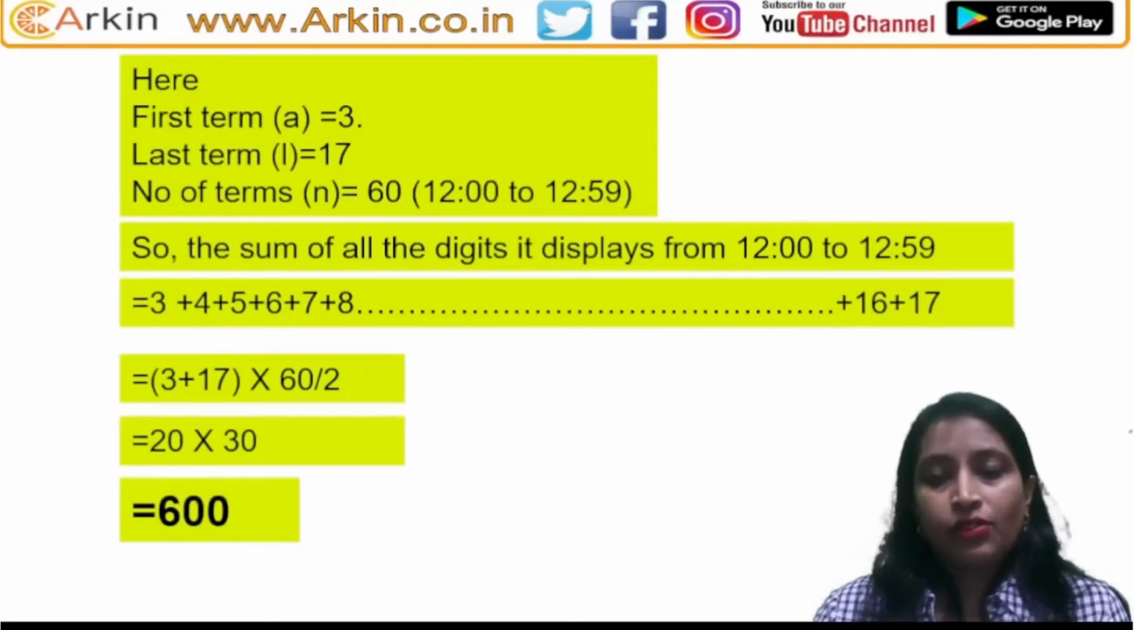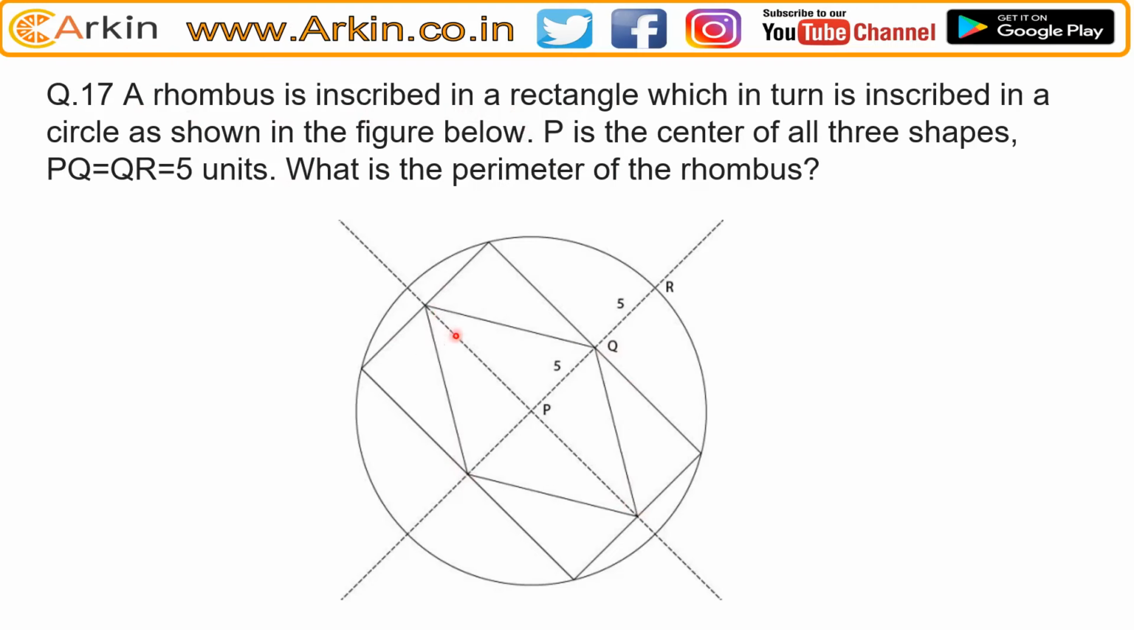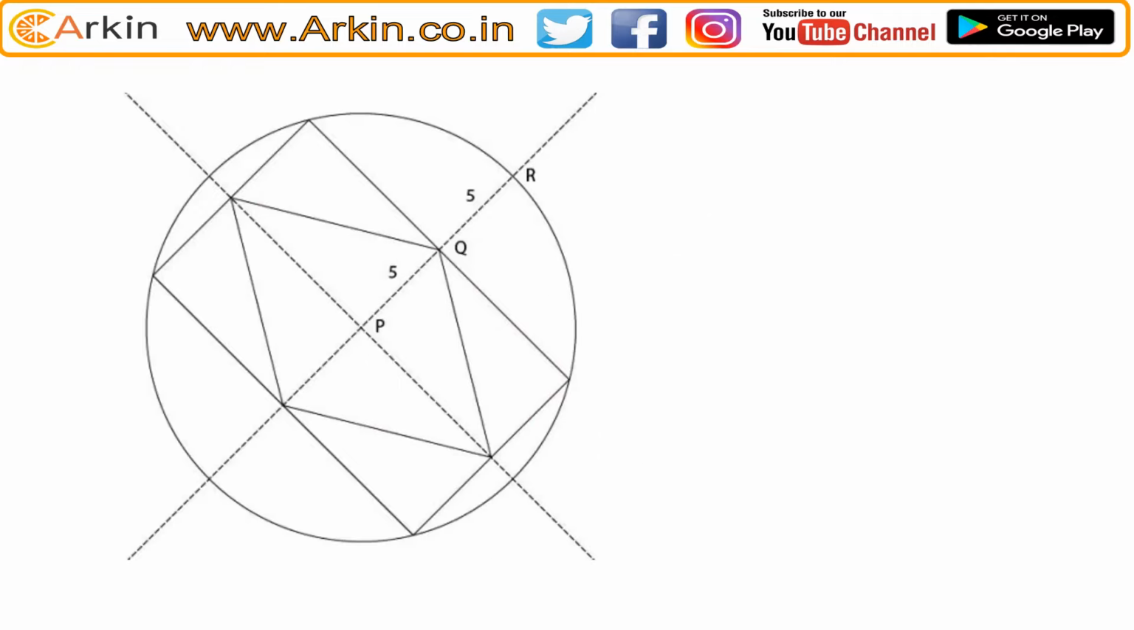Next question: a rhombus is inscribed in a circle, and P is the center of all three shapes, and PQ is equal to QR is equal to 5 units. Now the question is, what is the perimeter of this rhombus? So if we see, PQ plus QR is the radius of this bigger circle, because it is said this is the center. So radius of the circle should be equal to PR, which is 5 plus 5, that is 10.